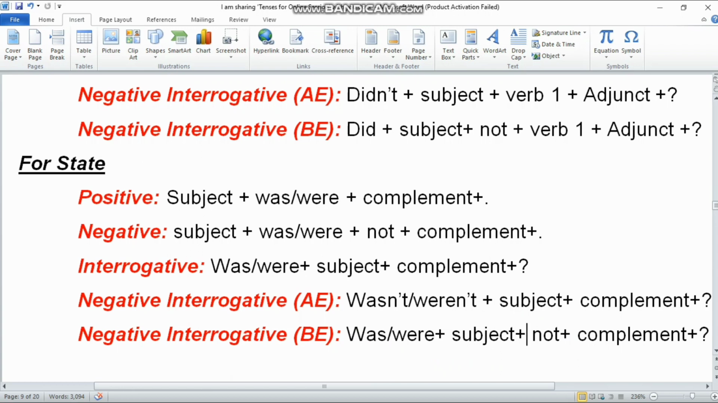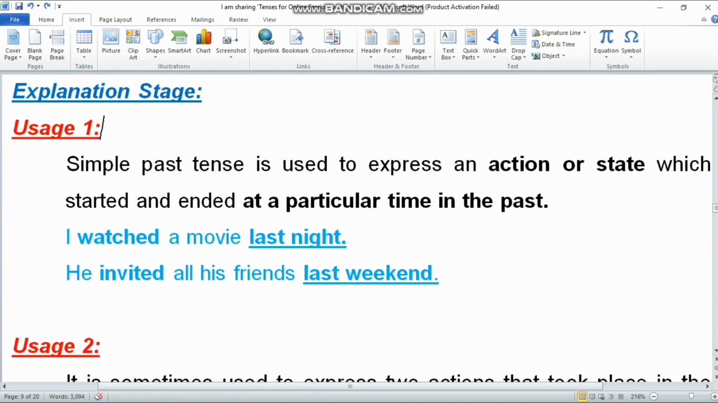Let's have some examples now according to the structures. Hamza was sick yesterday. Hamza was not sick yesterday. Was Hamza sick yesterday? Wasn't Hamza sick yesterday? Was Hamza not sick yesterday? I hope it makes sense.